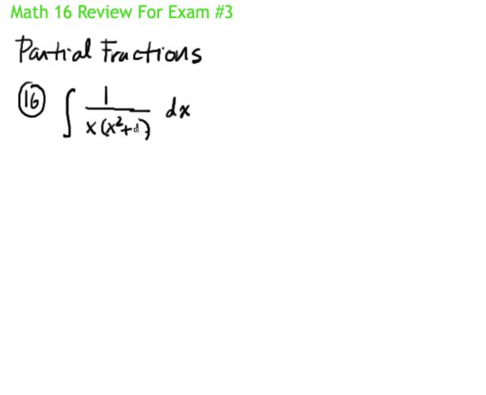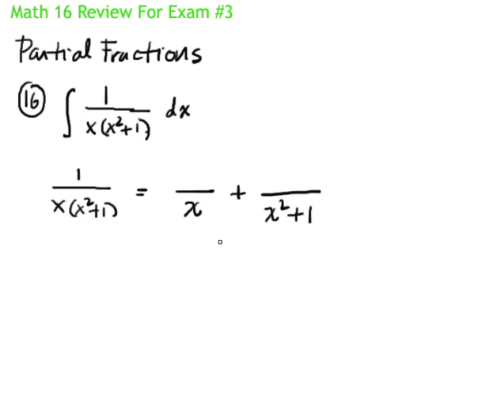So here we have a denominator that's factored, and we're going to break it up into two fractions as follows. We'll write this as one fraction with x in the denominator and the other one with the other factor, x squared plus 1. And since x is a linear factor, we put A above that, and above the quadratic factor we put a linear Bx plus C.